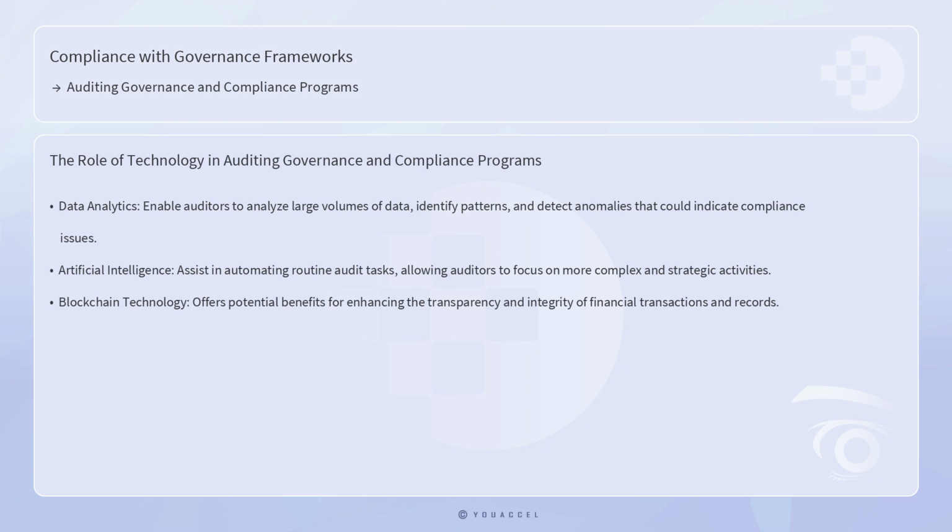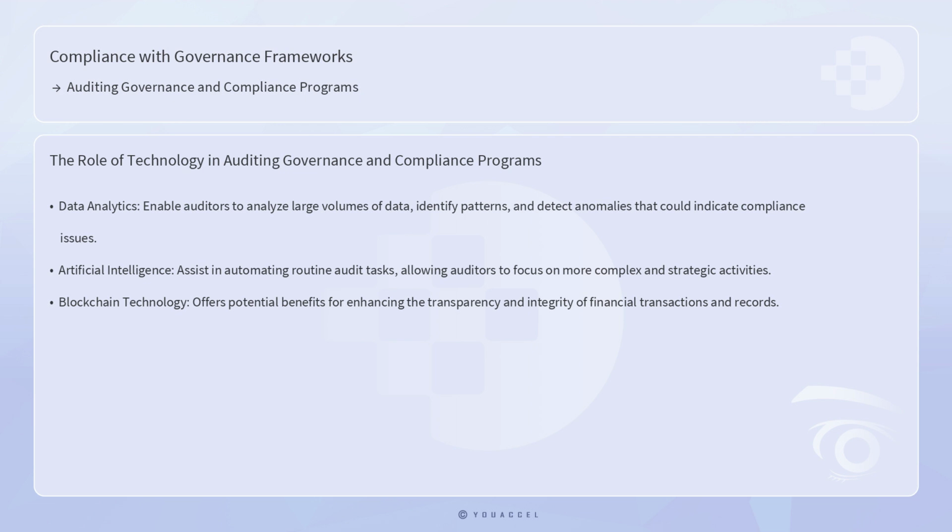The role of technology in auditing governance and compliance programs cannot be overlooked. Advanced technologies such as data analytics, artificial intelligence, and blockchain offer new opportunities for auditors to enhance their assessments. Data analytics tools enable auditors to analyze large volumes of data, identify patterns, and detect anomalies that could indicate compliance issues. Artificial intelligence can assist in automating routine audit tasks, allowing auditors to focus on more complex and strategic activities.